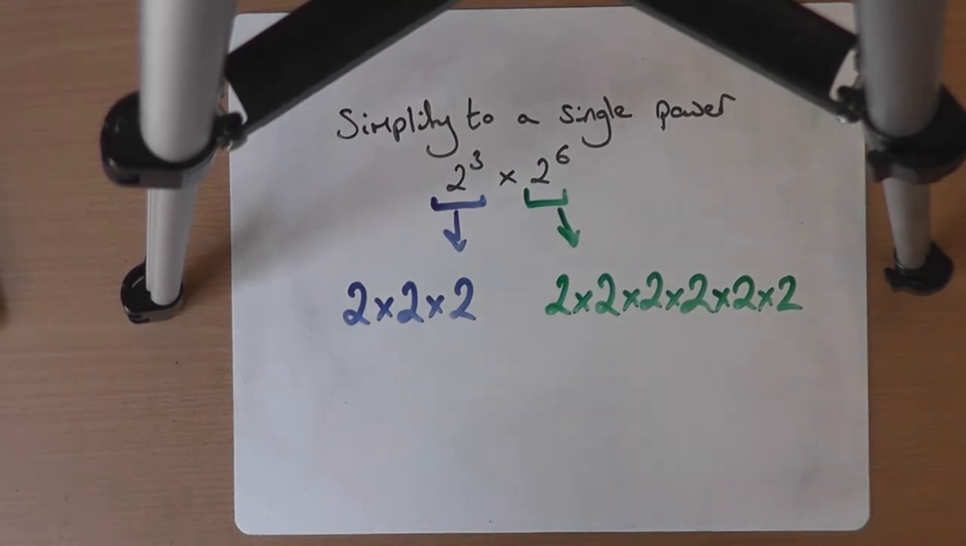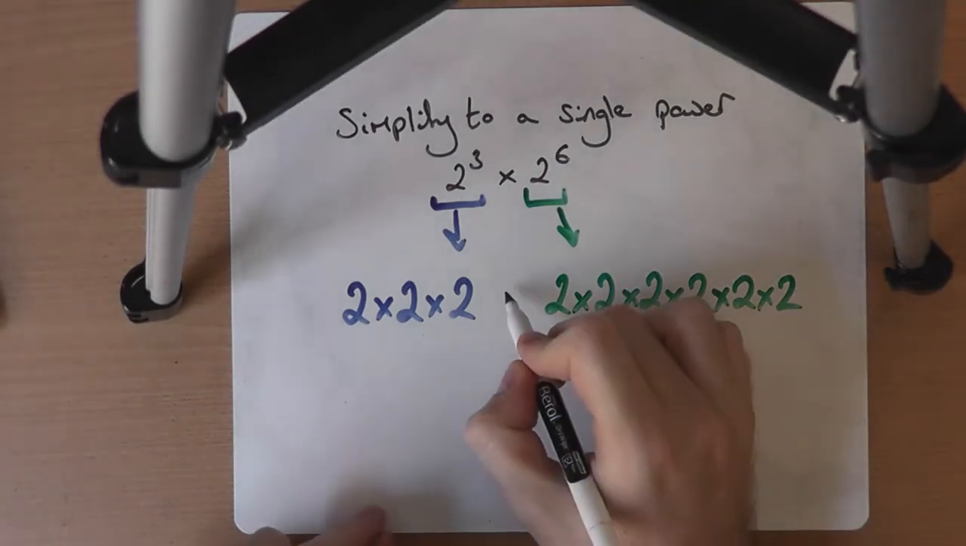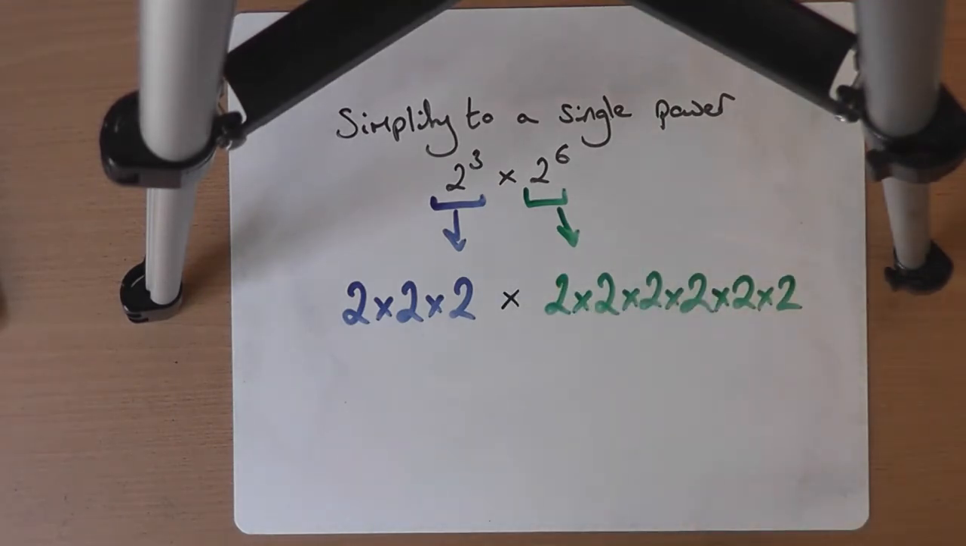And there's one thing missing from this. I've stretched out the 2 cubed into its proper full form. I've stretched out the 2 to the power 6 into its proper full form. There is a times there in the middle. Why is that times there in the middle? Because it's the one from the question.